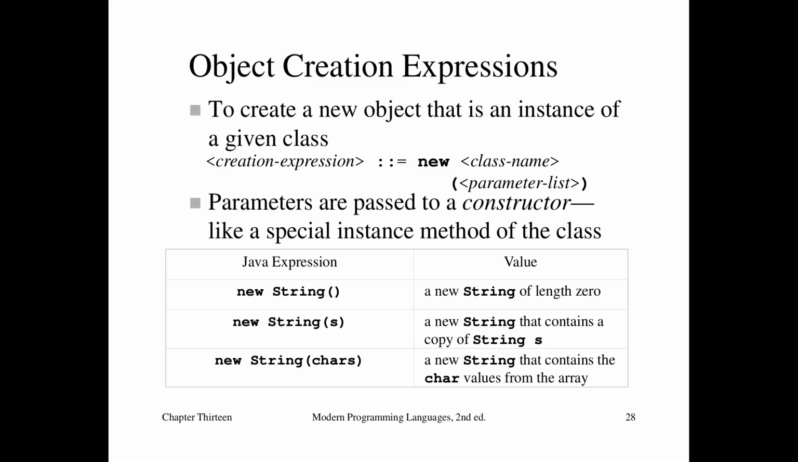Object creation expression, right? Anytime we want to create a new object, we use the new keyword. So the creation expression is defined as simply the new keyword followed by the class name and then a parameter list in parentheses, where the parameters are the parameters of a constructor defined inside of the class, right? So a constructor simply is a special method that has the same name as the class which it's going to create, and has no return type.